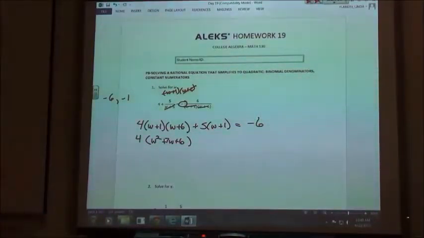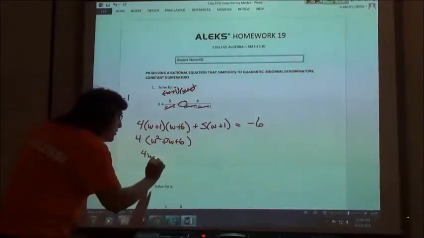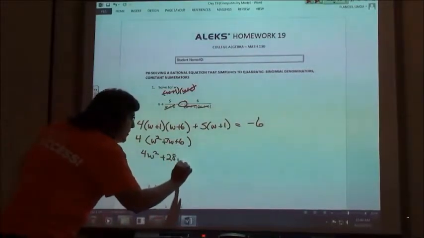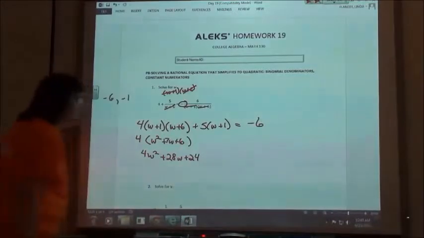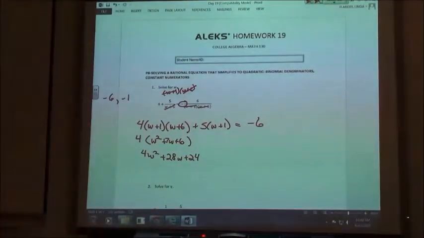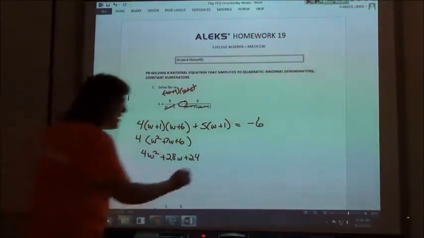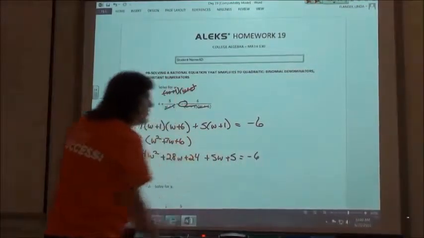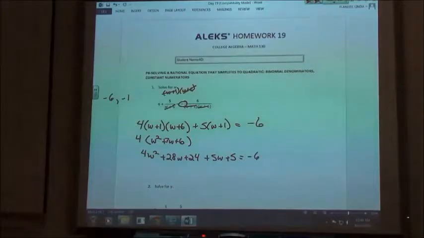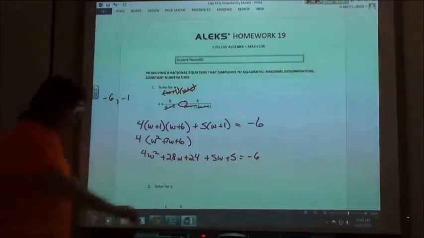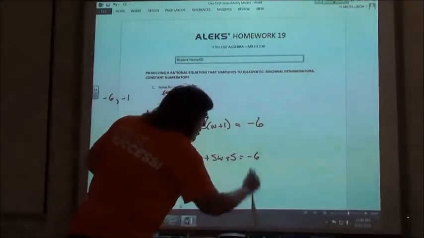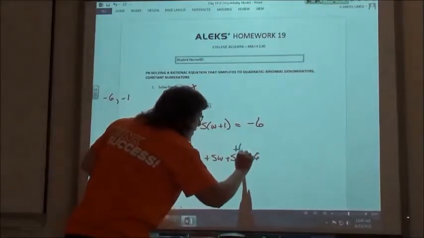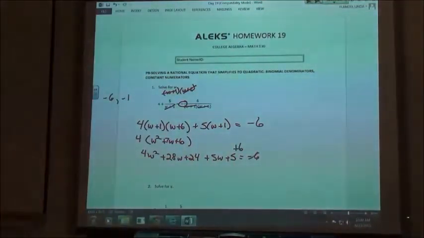I'm then going to distribute that out. So 4w squared plus 28w plus 24. So I got that first part done. The next part, distributive property, plus 5w plus 5 equals my minus 6. Now I have a quadratic expression. I know I have it set equal to 0, so I'm just going to go ahead and plus my 6 over here before I start combining all my terms, because I'm going to have to combine it in there sooner or later anyway.